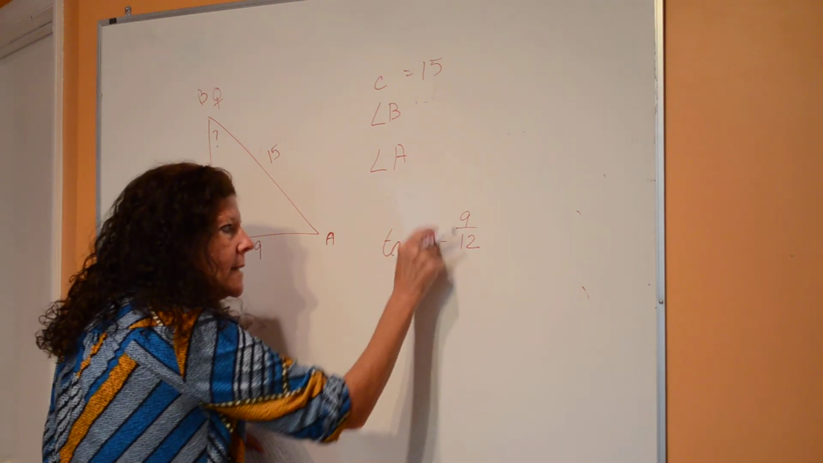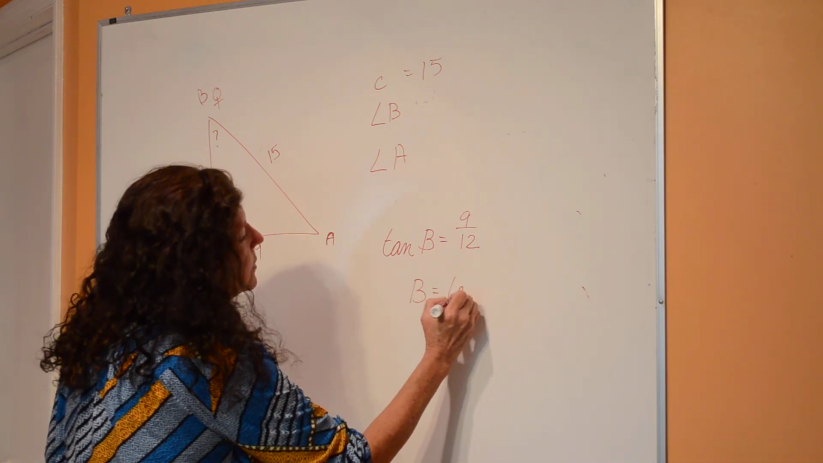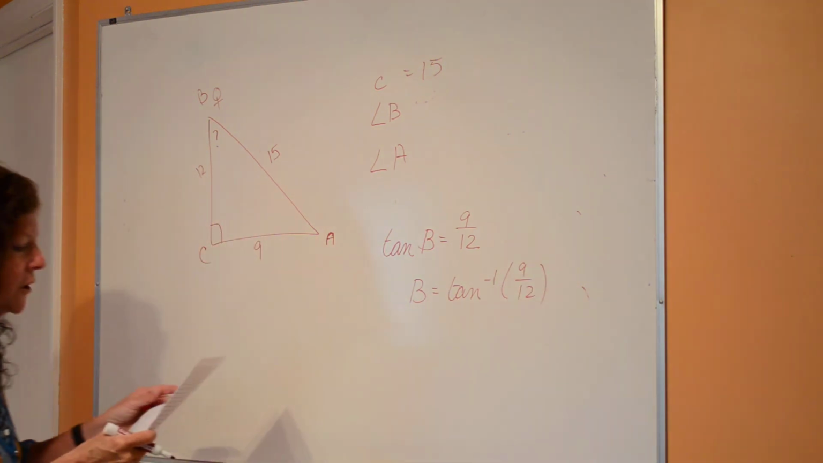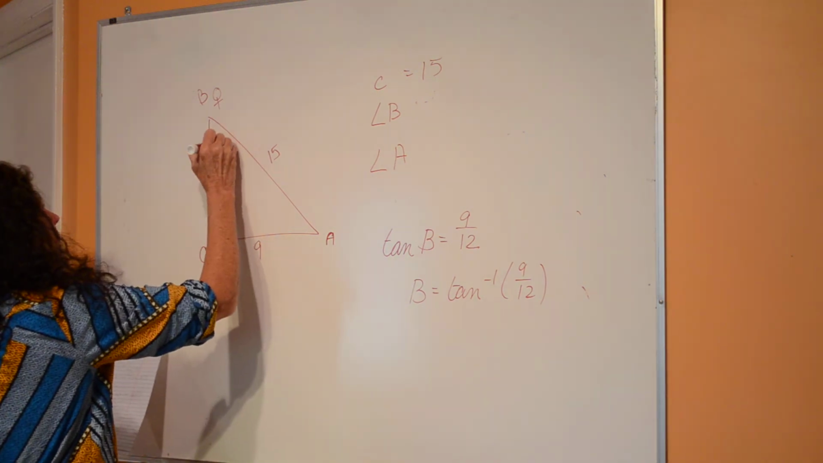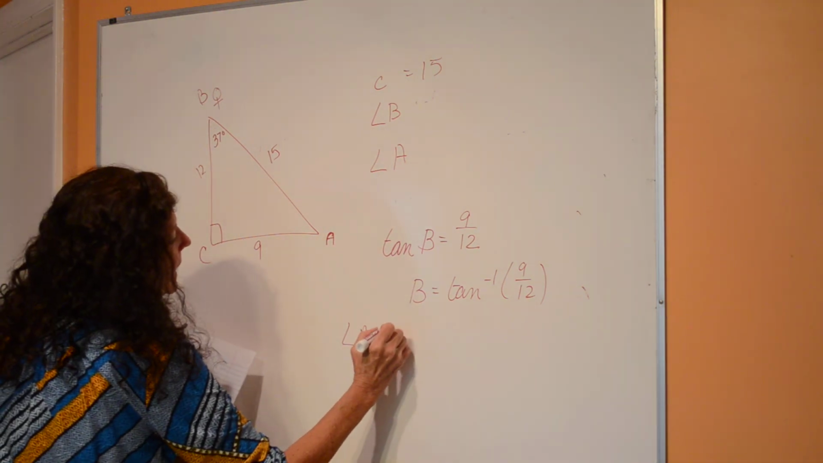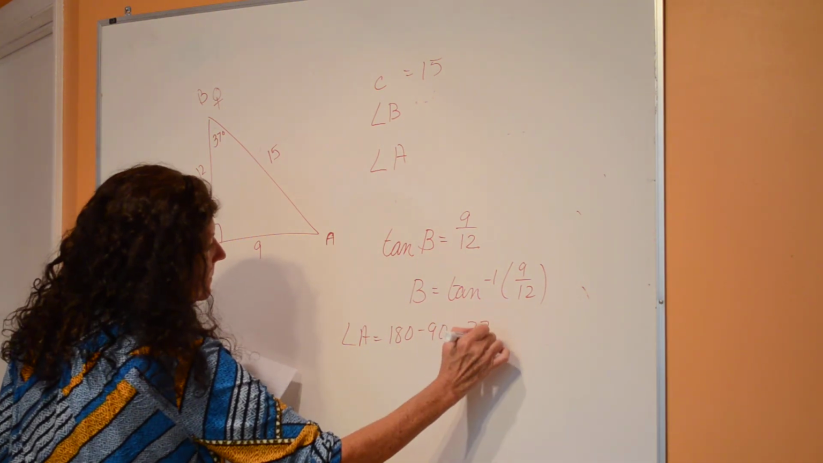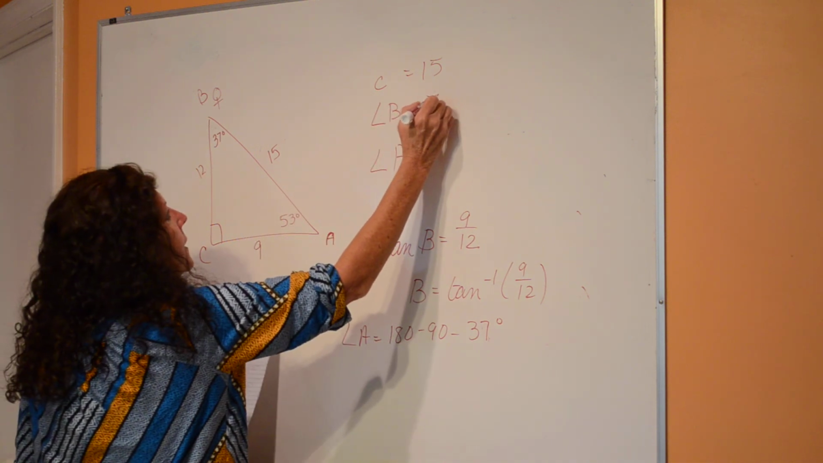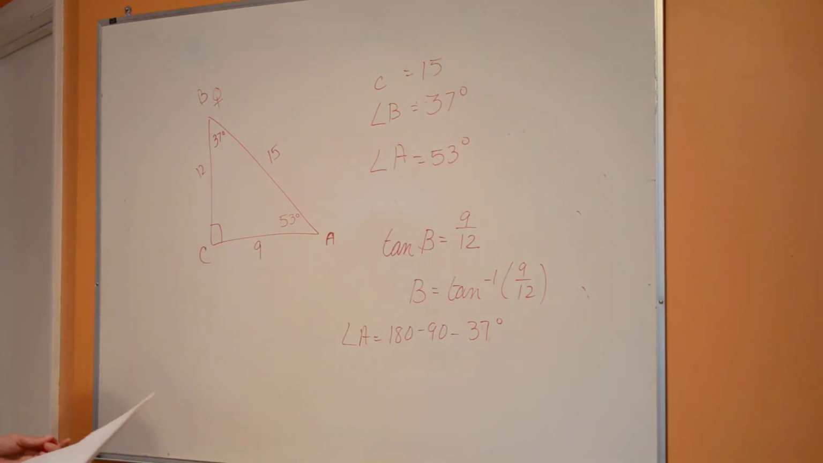Remember I said if you're trying to find an angle measurement, you're going to use inverse. So B is equal to the inverse tangent of 9 over 12. When you do that, you find that angle B is 37 degrees. Now, in order to find A, you could just take 180 minus 90 minus 37, and you're going to get an answer of 53. So now you've done the missing parts of this triangle. All right.